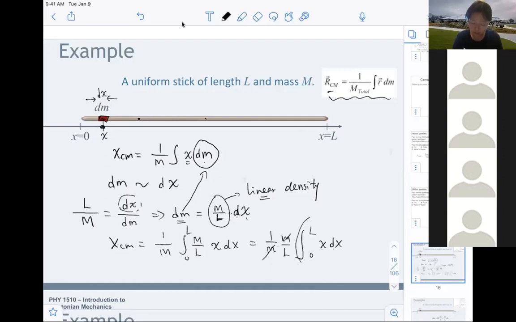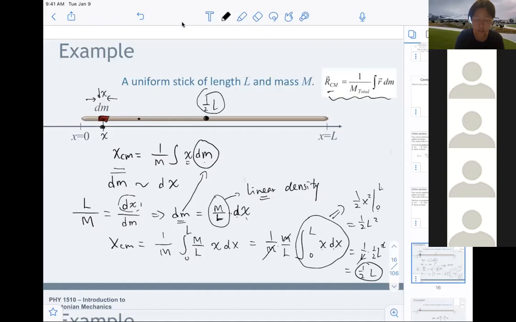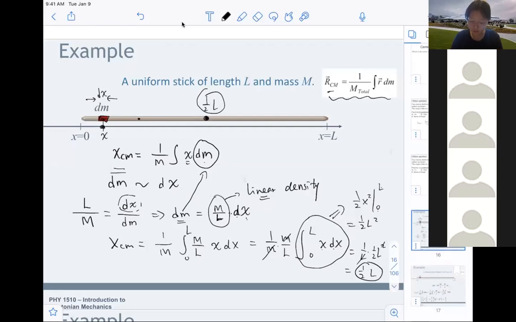And what does this become? This becomes 1/2 x squared evaluated from 0 to L, which gives me 1/2 L squared. So you have 1 over L times 1/2 L squared, which gives you 1/2 of L. This tells me the position of my center of mass is exactly half of the length, in the middle. So that's an example of how to do such a problem.